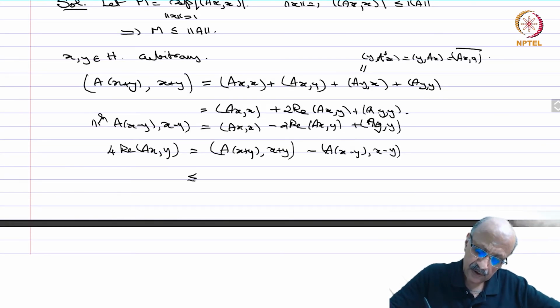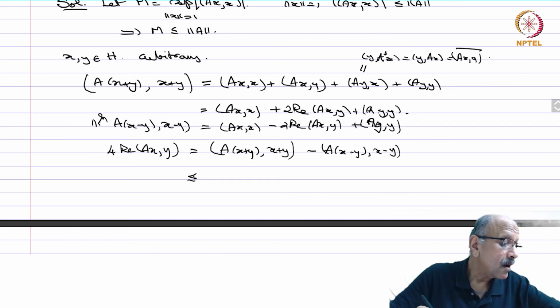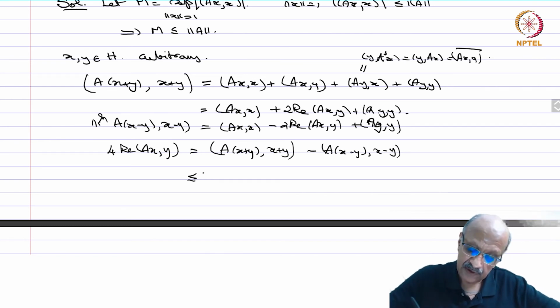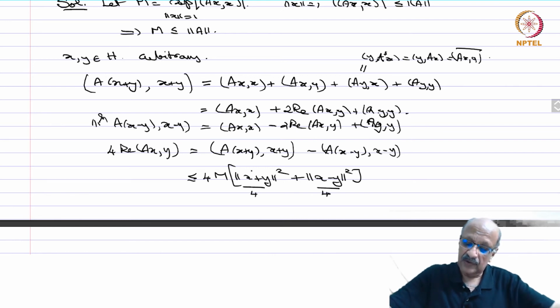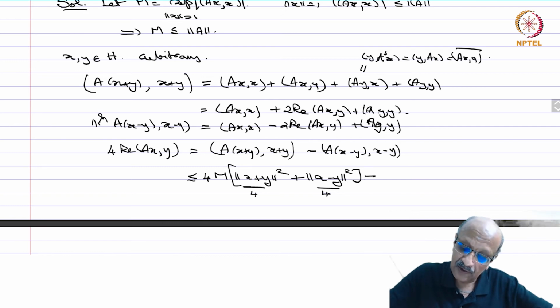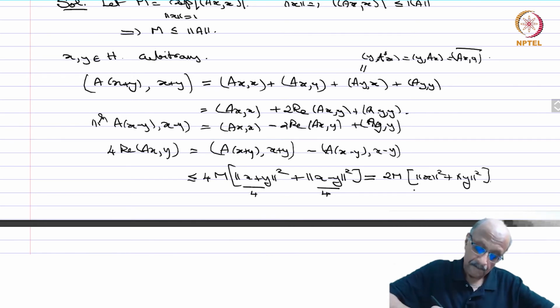So this is therefore less than or equal to the modulus of this plus the modulus of this, that is equal to M times norm of x plus y squared plus norm of x minus y squared. So let me put 4M and divide by 4, and now we know what this is. This is the parallelogram law. So that's equal to 2M times norm x squared plus norm y squared.